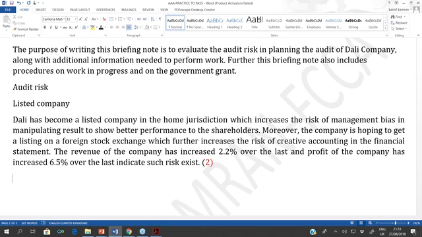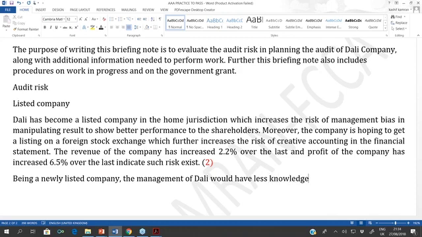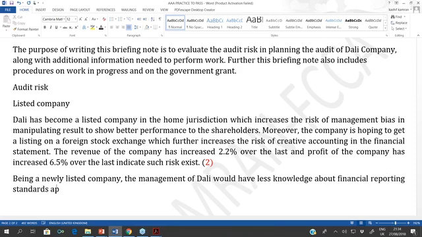Now you change a paragraph and you write your further risk. Being a newly listed company, the management of Dali would have less knowledge about financial reporting standards applicable to listed companies, such as IAS 33 and IFRS 8.